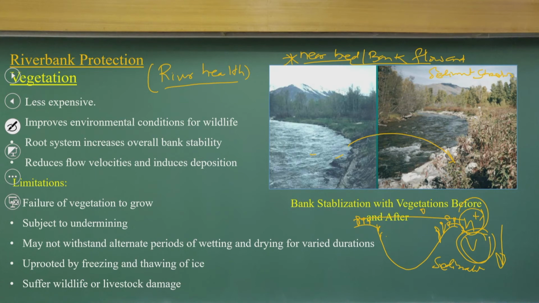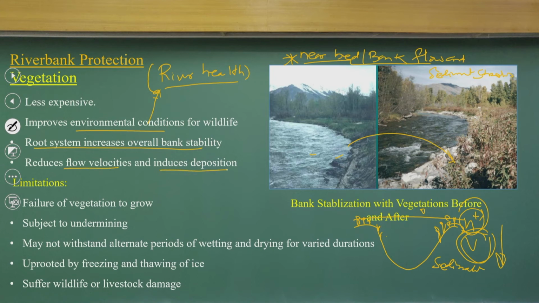That is what would facilitate it, and vegetation grows. So this is basically the environmental conditions, which, as I said, will improve the river ecosystems. The root system may increase the overall bank stability, reduce the flow velocity, and induce deposition. That is what I explained.